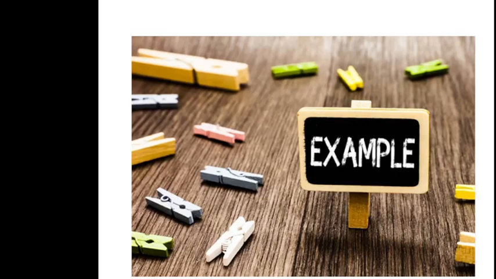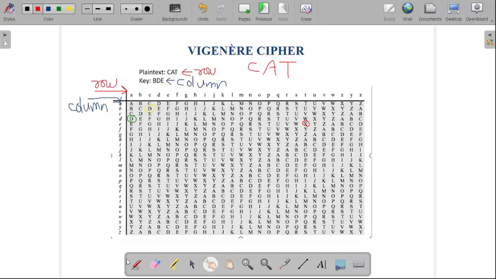Now let's begin with the examples. In this Vigenere table, we are considering this as a row and this one as a column. Whenever we are mapping the plaintext and the key, the plaintext is mapped in the row and the key will be mapped in the column.